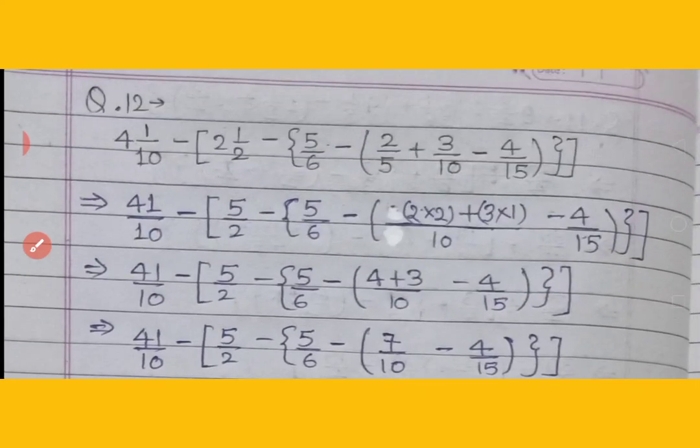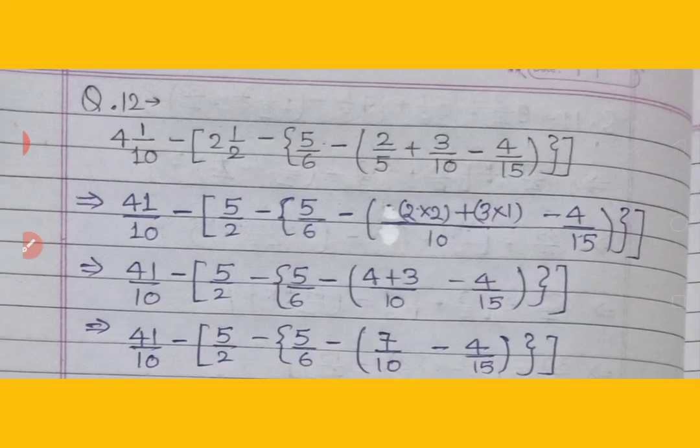Next question it has given. Question number 12: 4 1 by 10 minus, in large bracket, 2 1 by 5 minus, in curly bracket, in medium bracket, 5 upon 6 minus 2 upon 5 plus 3 upon 10 minus 4 upon 15.